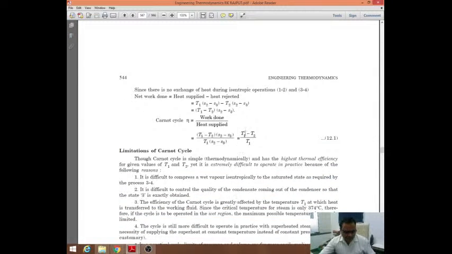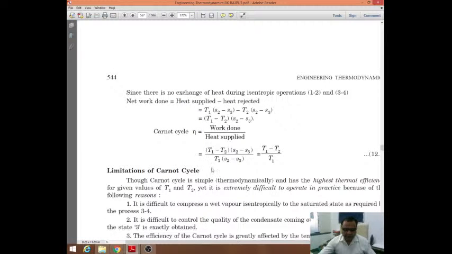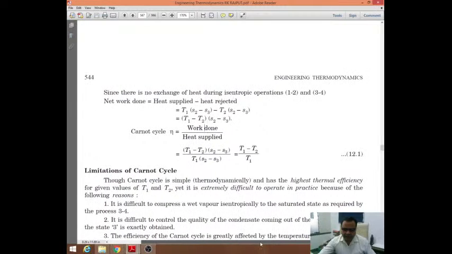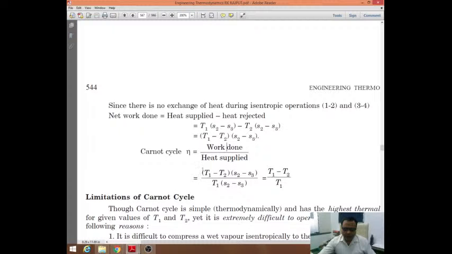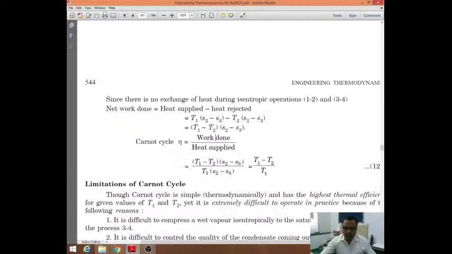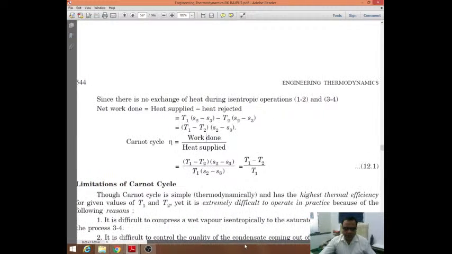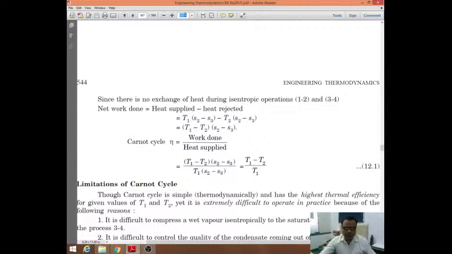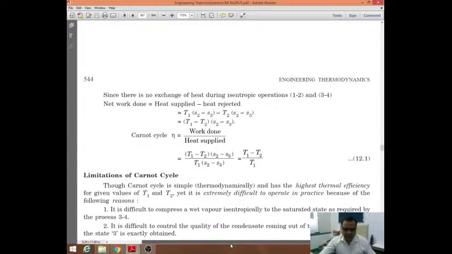The equation is very simple. Just a minute, I am just adjusting it slightly. Okay, this equation, now I think it is readable to you.